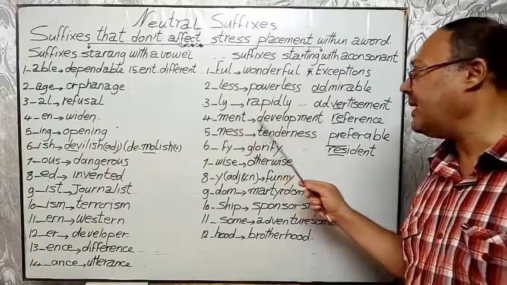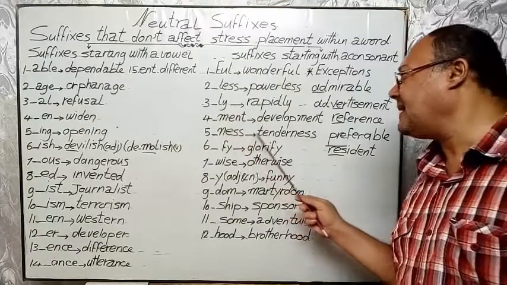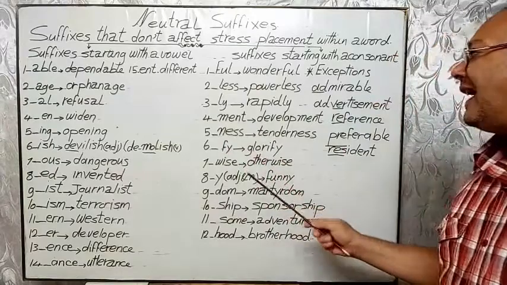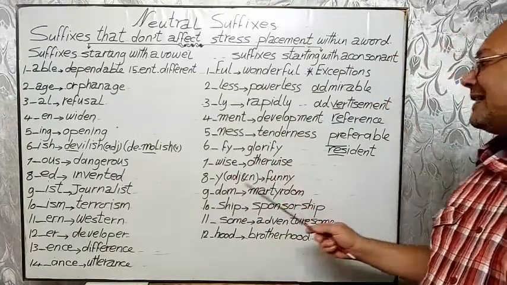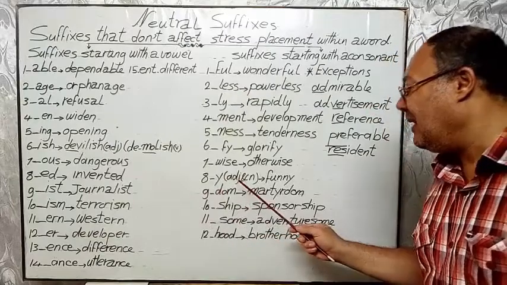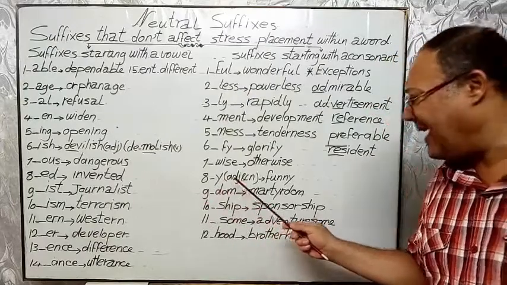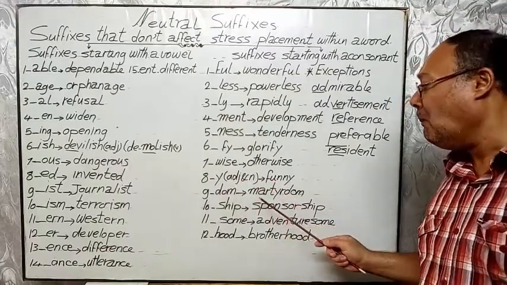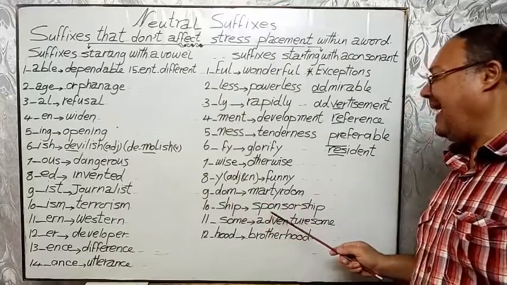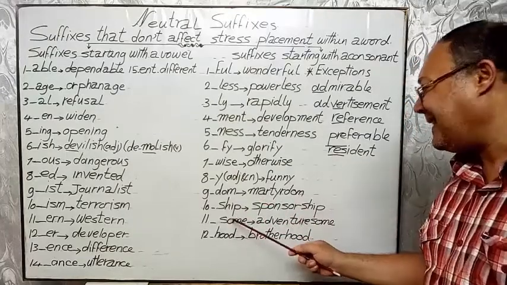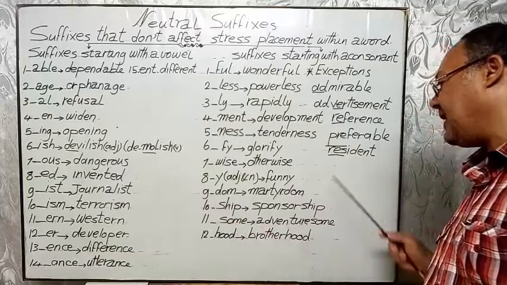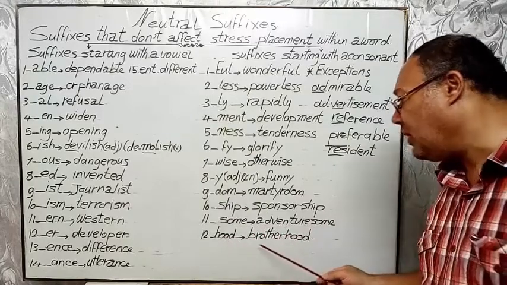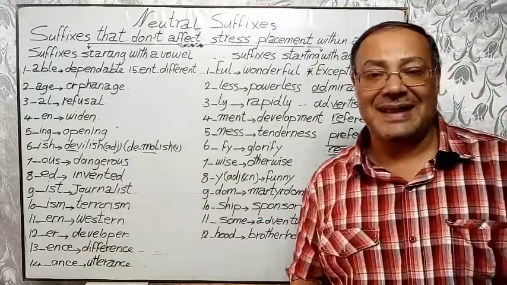As for the suffixes starting with a consonant: -ful, wonderful. -less, powerless. -ly, rapidly. -ment, development. -ness, tenderness. -fy, glorify. -wise, otherwise. -y is added to adjective and noun, so funny. -dom, martyrdom. -ship, sponsorship. -some, adventuresome. -hood, brotherhood.